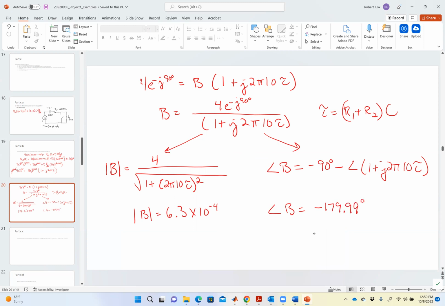All right. That tells me my steady state solution, V sub C, P, right, is going to be very small, apparently. It's going to be 6.3 times 10 to the minus 4 times cosine 2 pi 10 t minus 179.99 degrees. Okay, that's our steady state solution.